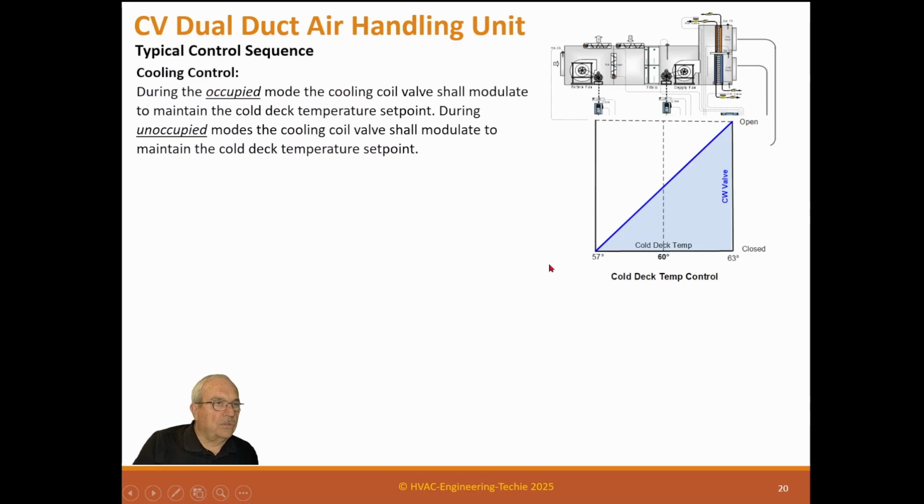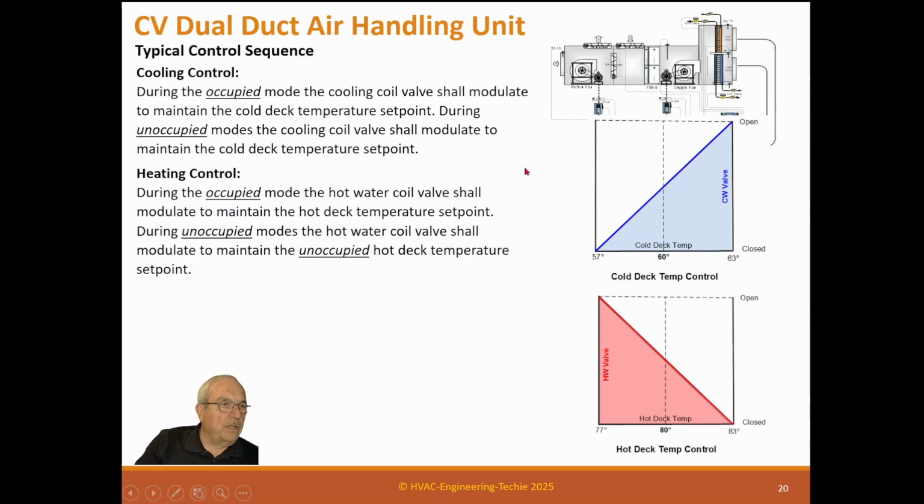Cooling control during the occupied mode. The cooling coil valve shall modulate to maintain the cold deck temperature set point during occupied mode and cooling flow. So what's different about this is that it's not doing room temperature. This is doing actually the cold deck temperature. And the dual duct box is being controlled by the room temperature. So this actually is a set point of 60 degrees, so it's going from 57 to 63. And of course the valve is opening and closing to maintain that temperature.